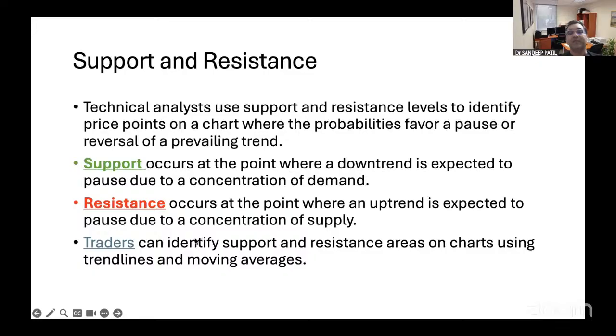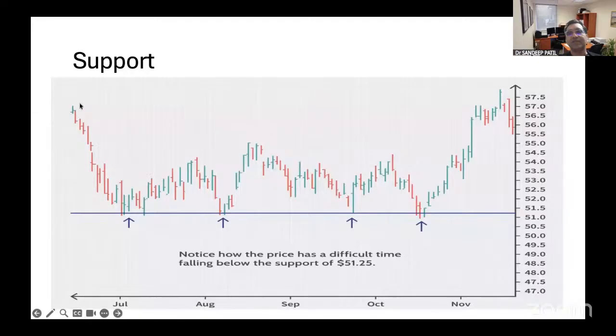As a trader, we can identify support and resistance areas by using trend lines and moving averages. Look at this chart, one of the charts I have taken from Investopedia. It is a good website to learn all the basics. When the price comes here, there is demand coming up, then it goes up. Again demand comes here, again it goes up, comes down, again there is buying. So one, two, three, four, the four points are touching. This is a horizontal trend line and it is a support.